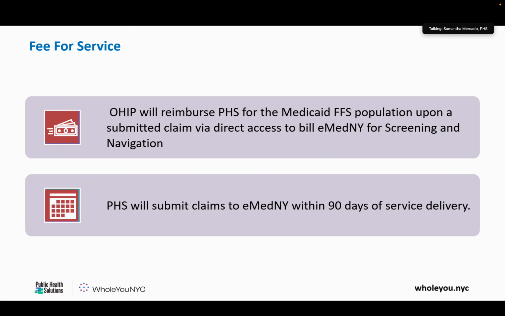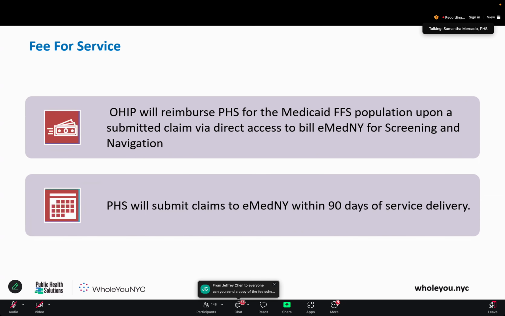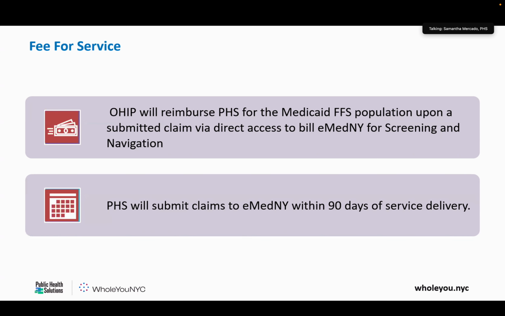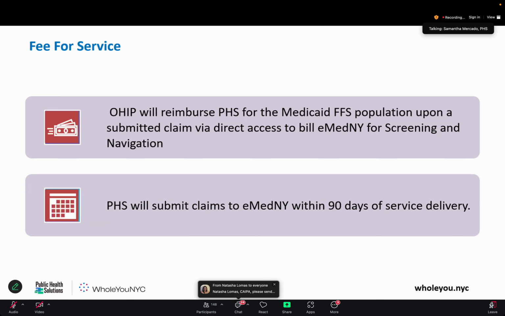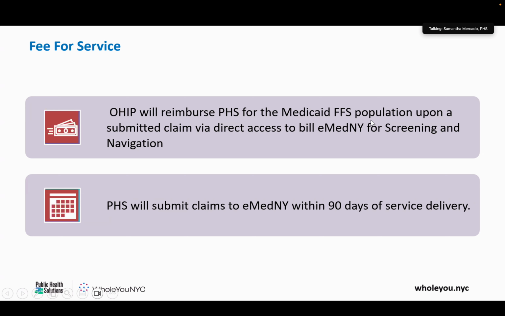And then for fee for service, OHIP reimburses Public Health Solutions for the fee for service population upon a submitted claim via direct access to eMed New York for screening and navigation. And those claims are submitted within 90 days by PHS and provided. Fee for service would be the population which is receiving reimbursement for navigation. And then they would be the population that gets referred over to existing services.